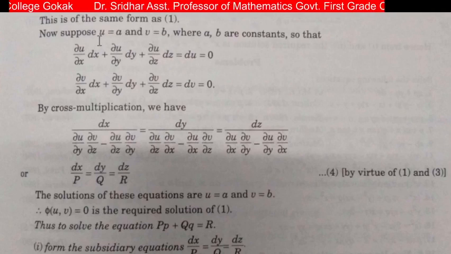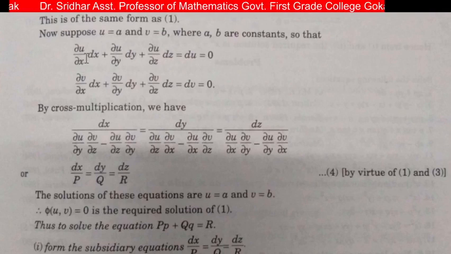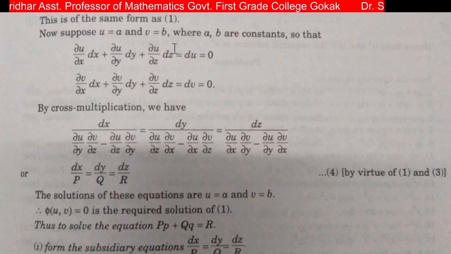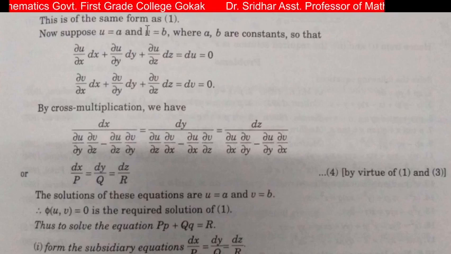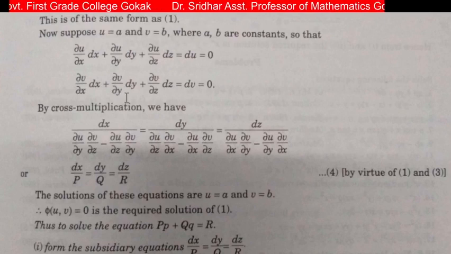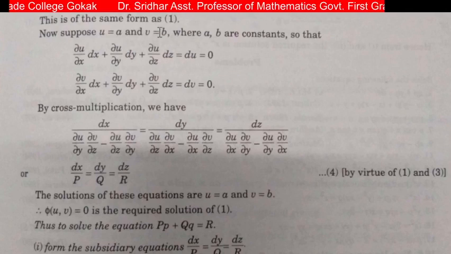Again apply the same, differentiating both sides. Since u is a function of x, y, z, we apply the total derivative. So dou u by dou x dx + dou u by dou y dy + dou u by dou z dz is equal to du, which is equal to 0, because a is constant and the differentiation of a is 0. Similarly we differentiate v, giving dou v by dou x dx + dou v by dou y dy + dou v by dou z dz equal to 0, again because b is constant.